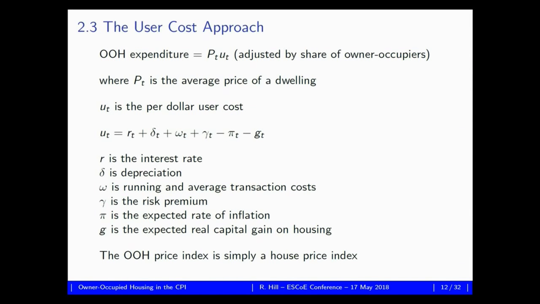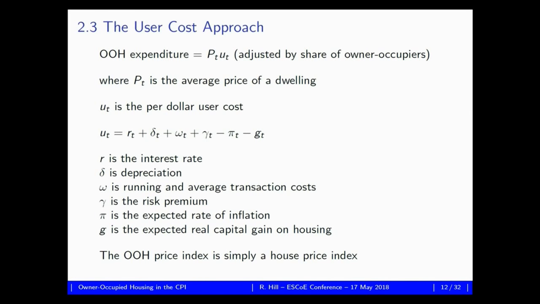So what about user cost? With user cost, you need a per-dollar user cost, which is UT, and PT would be the price of a house or an apartment, so the total user cost would be PT times UT. You could compute that at the level of each property if you know UT and you know the price of each property. Now UT captures the total cost per dollar invested in the house of owning: opportunity costs and actual costs.